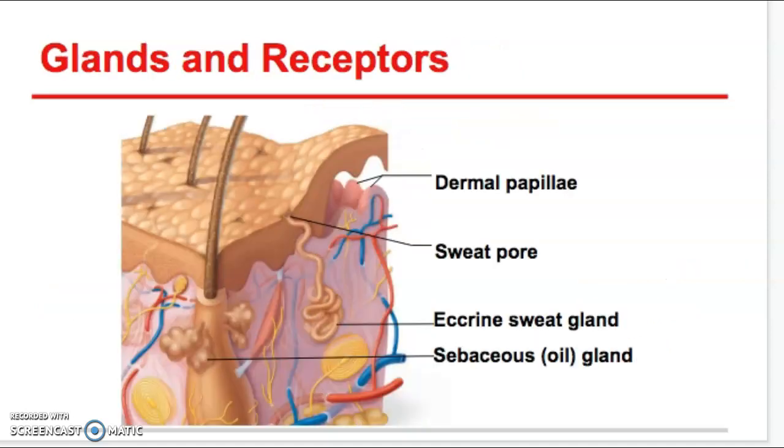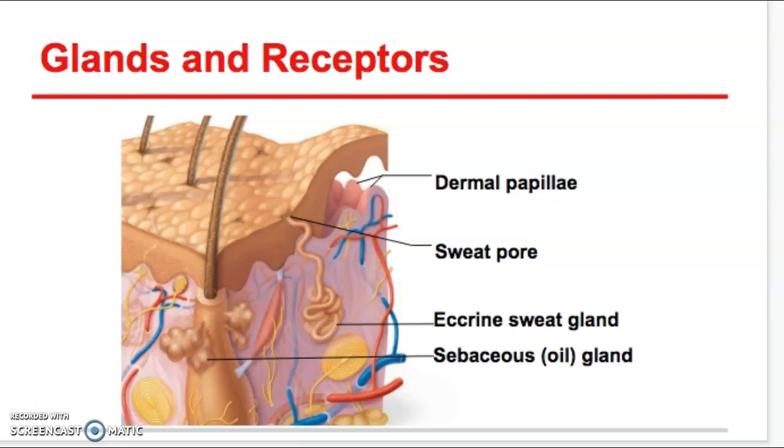In addition to the sebaceous glands, we also have sweat glands, and there are two different types: the eccrine sweat glands and the apocrine sweat glands. The eccrine sweat glands we have all over our body, and this is a little illustration of an eccrine sweat gland. They're really important in cooling the body off, right? We sweat all over when we're exercising, and it evaporates and we cool off.